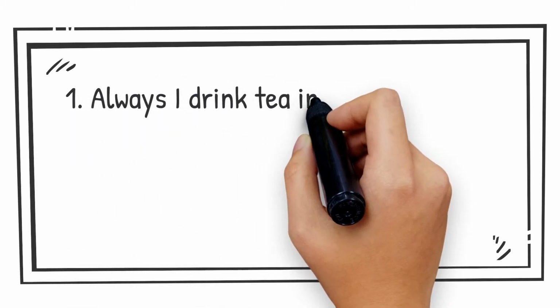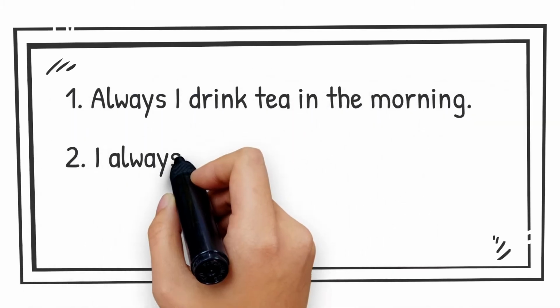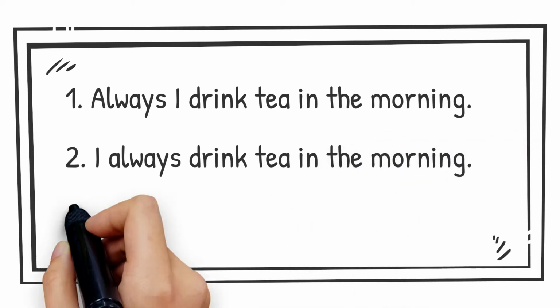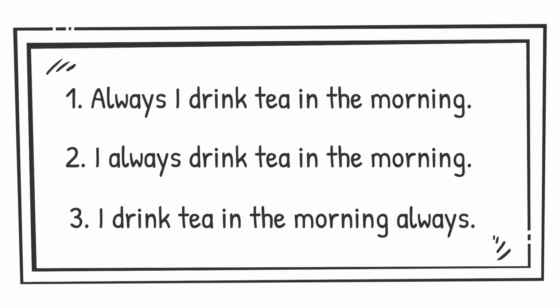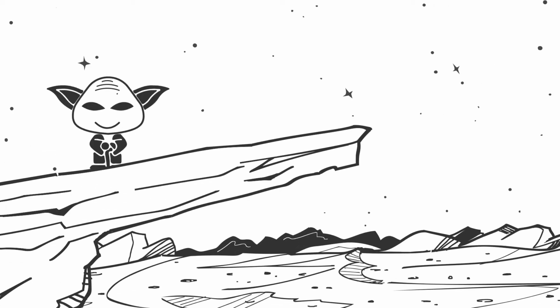But let's have a look at another three sentences, and this time tell me which one is correct. If you listen to your instinct, you will know that sentence number 2 is correct, because the word always is not a flexible adverb. So now the question is, how do I avoid sounding like Yoda from Star Wars when I speak English? The answer is easy.